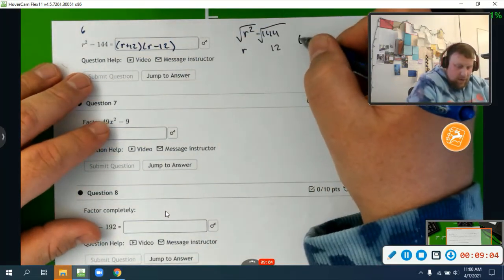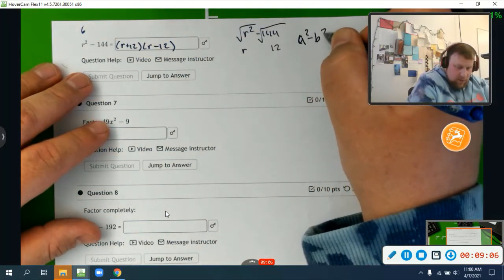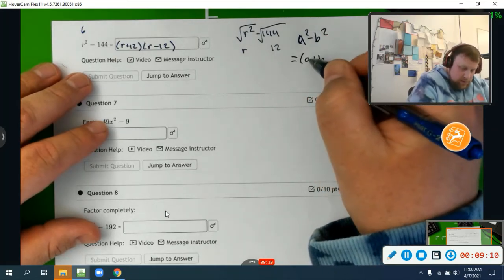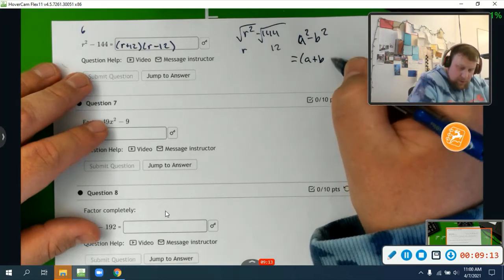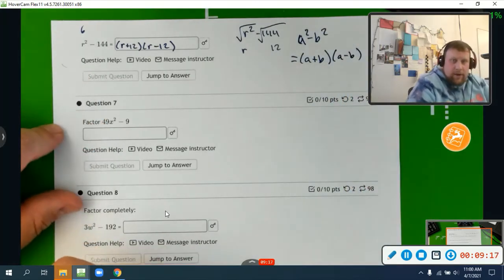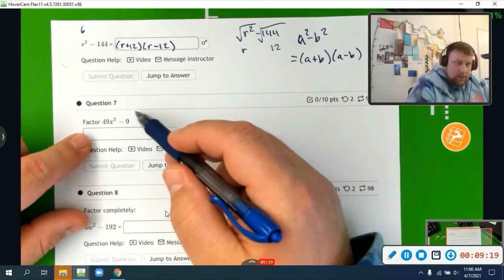And let me remind you why. If I ever have a squared minus b squared, it's always going to factor to a plus b times a minus b, which is just the square root of a squared is a, square root of b squared is b. So a plus b, a minus b. That's all we did there.